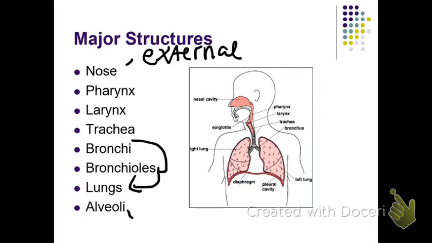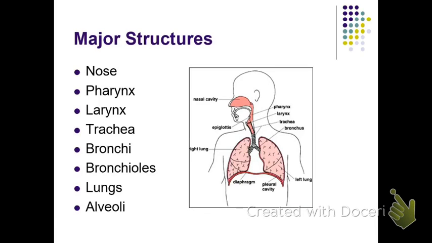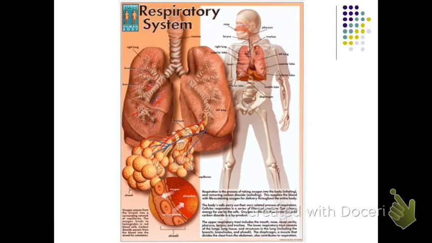And the alveoli are just smaller areas where the actual place of gas exchange occurs. And this graphic shows the succession from the more macroscopic to the microscopic functions of the respiratory system.